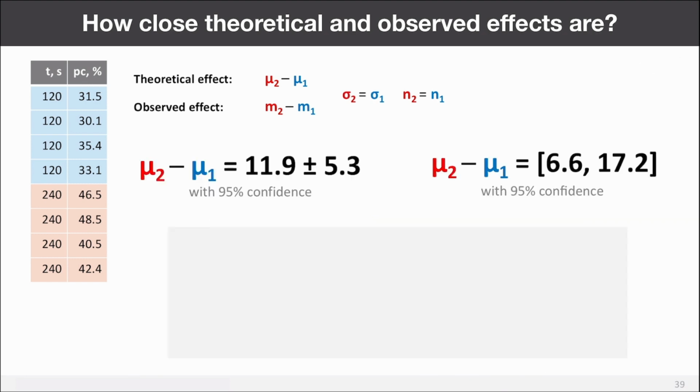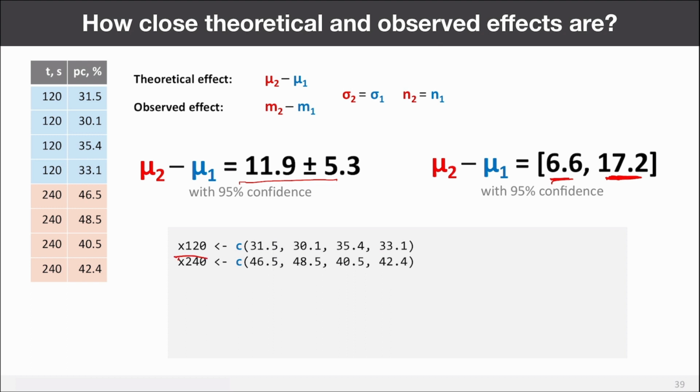Now you can also make it as an interval. 11.9 minus 5.3 will be 6.6, and then 11.9 plus 5.3 will be 17.2. So this is the expected effect, the theoretical effect. Now let's do this also by using R, by using a built-in function. You remember we have a t-test function that we used for the one sample t-test. It can also work for 2 sample t-tests, and this is how to use it. First we define 2 vectors for 120 and for 240 seconds. And now we simply provide these 2 vectors to t-test.